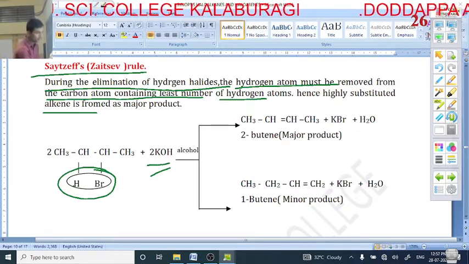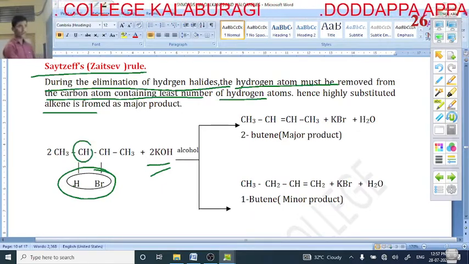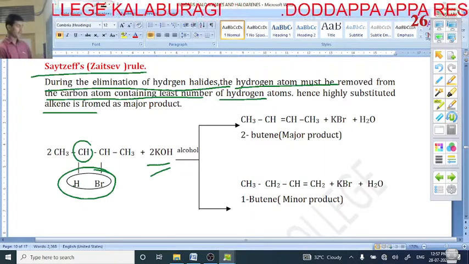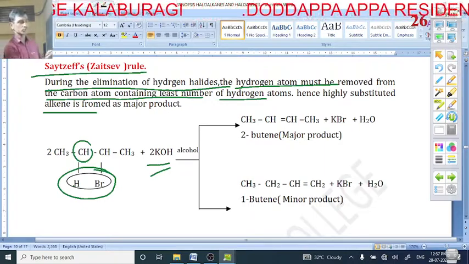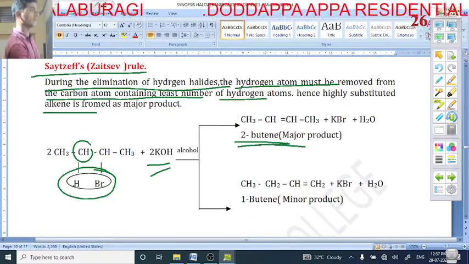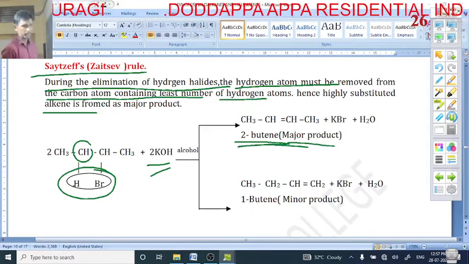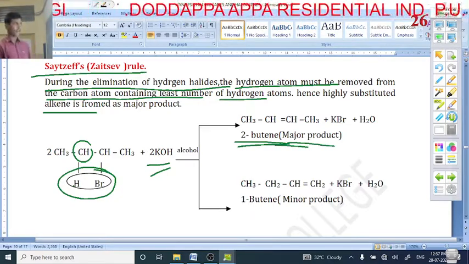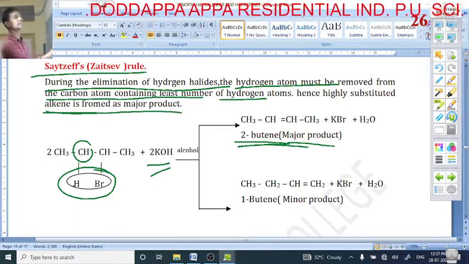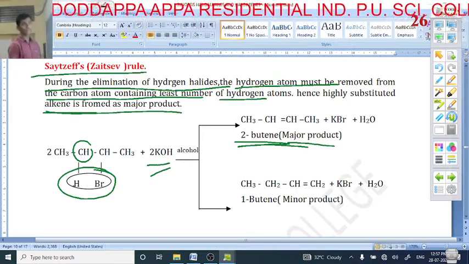Here, what happens? If hydrogen is removed from the carbon containing the least number of hydrogen atoms, we get 2-butene as the major product. The alkene formed as the major product is called highly substituted.